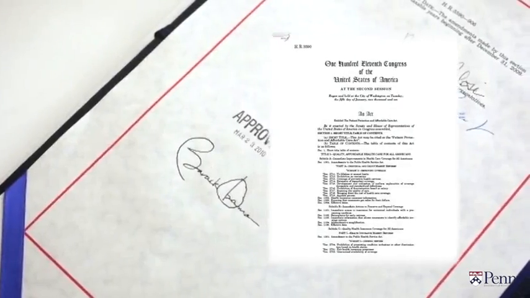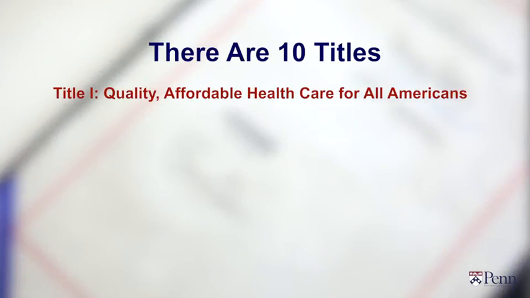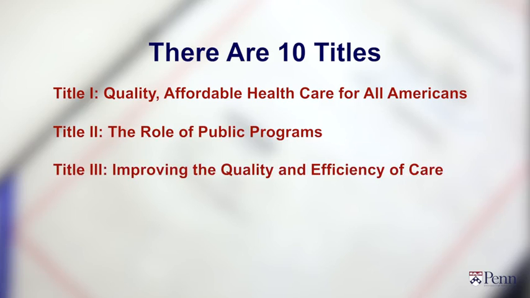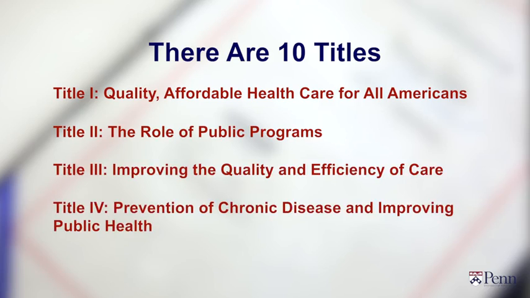The law has 10 different titles. The first title is about quality and affordable healthcare for all Americans. The second title is about the role of public programs like Medicaid. The third title is about improving the quality and efficiency of care. The fourth title actually goes to prevention of chronic disease and improving public health. The fifth title is about workforce and making sure we have enough doctors, and especially primary care doctors.